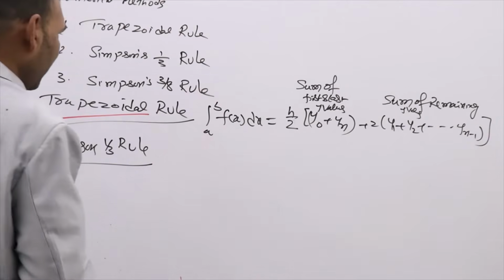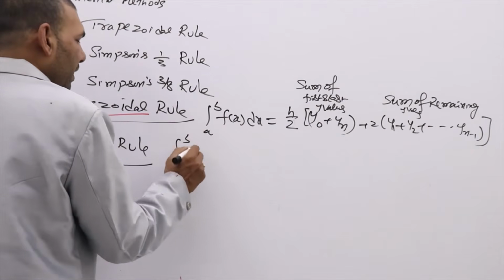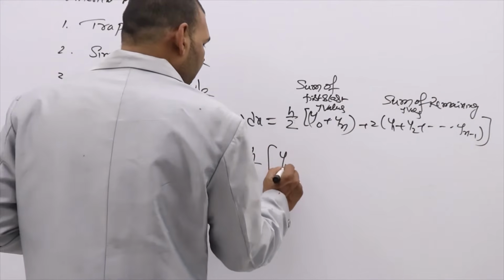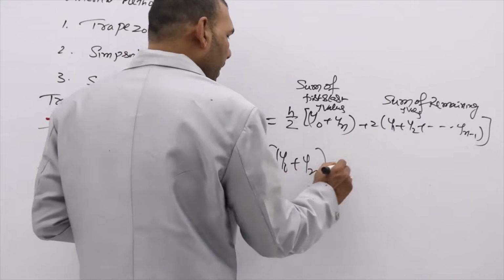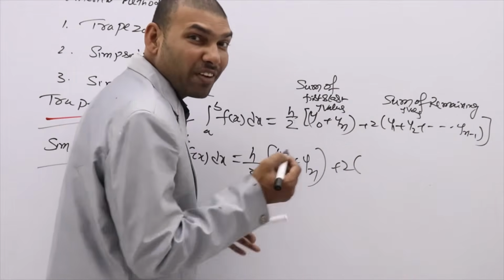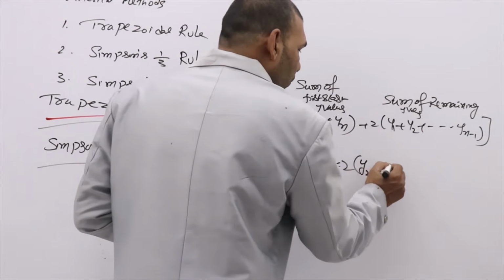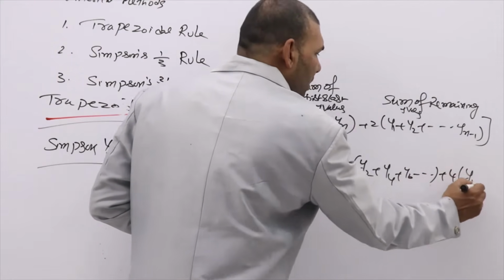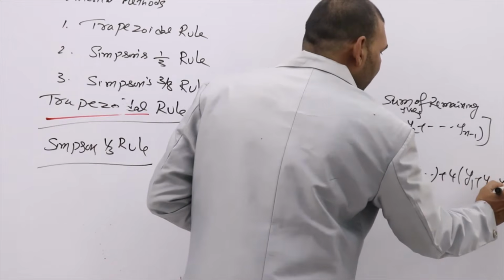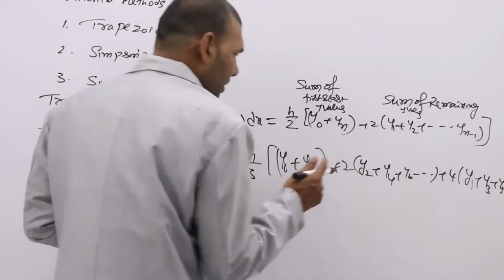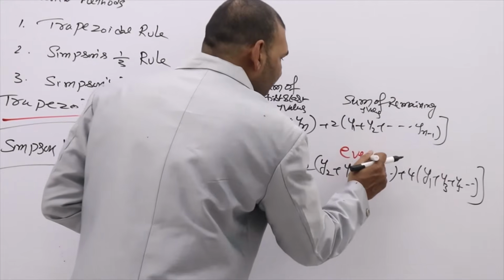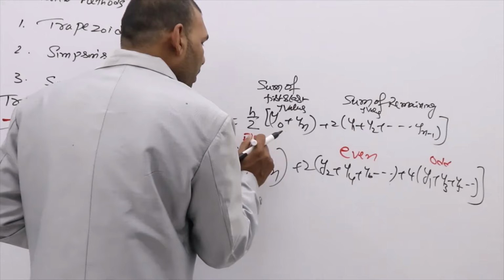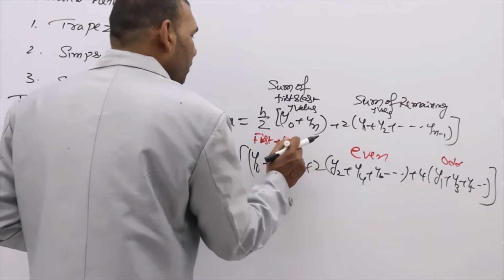In Simpson's 1/3 rule, to evaluate integral a to b f of x dx, we are going to use this formula: h by 3 into y0 plus yn, plus 2 into even suffix y2, y4, y6 and so on, plus 4 into odd suffix y1, y3, y5. Like this you can remember. These are even suffix, these are odd suffix. This is first and last. First plus last.